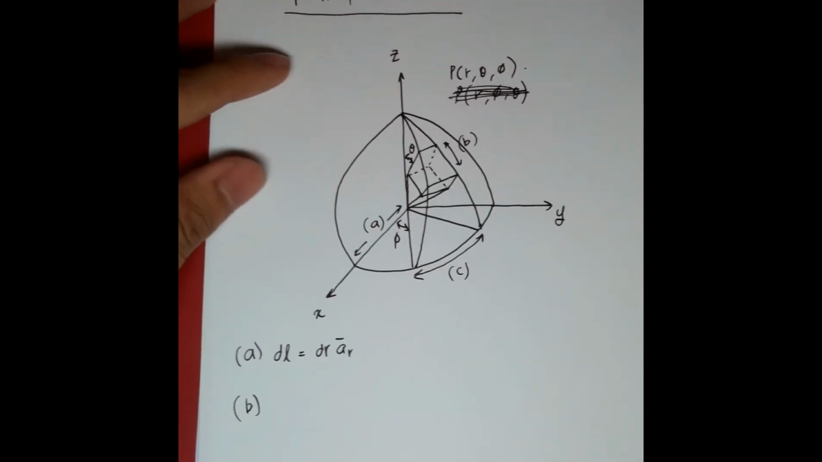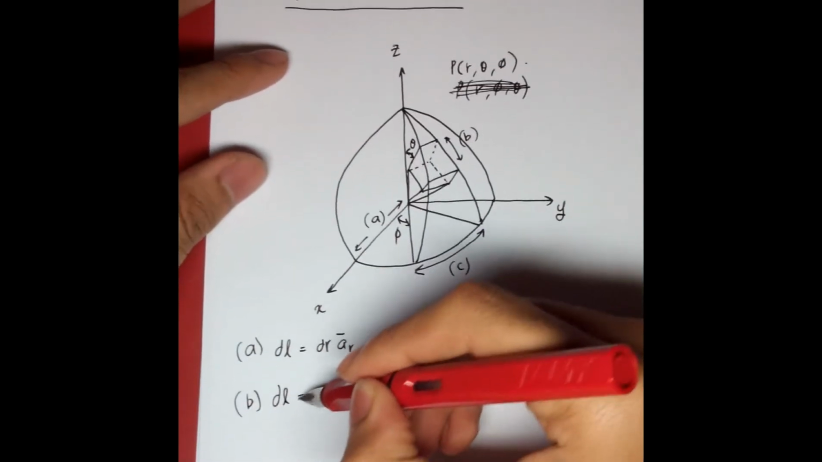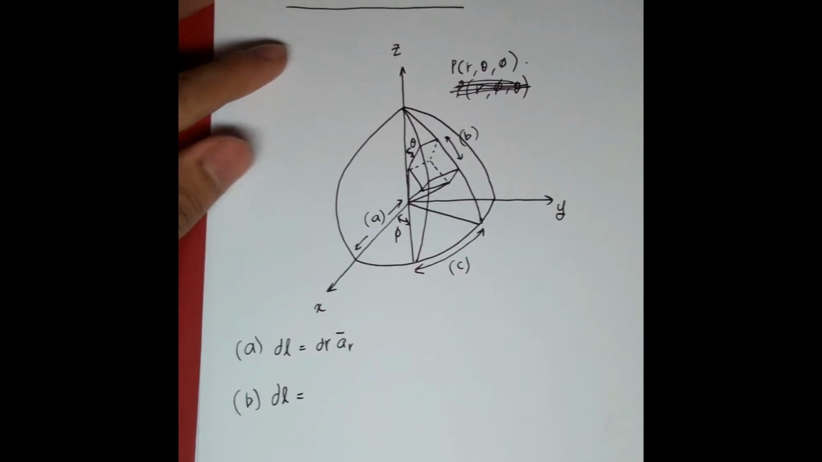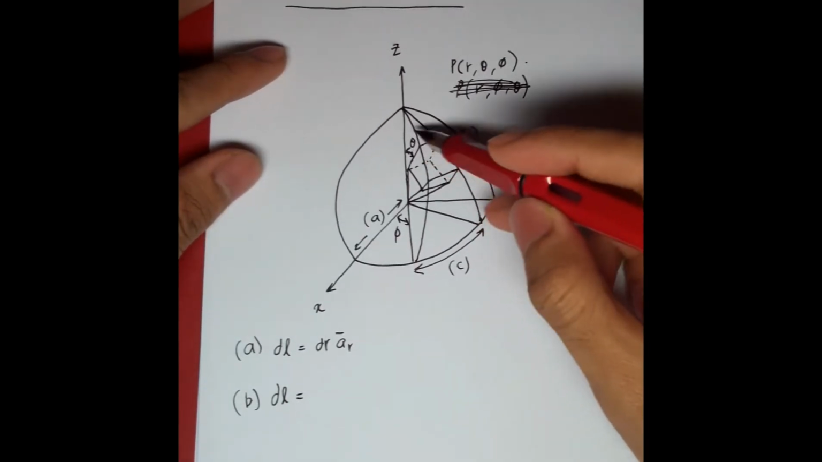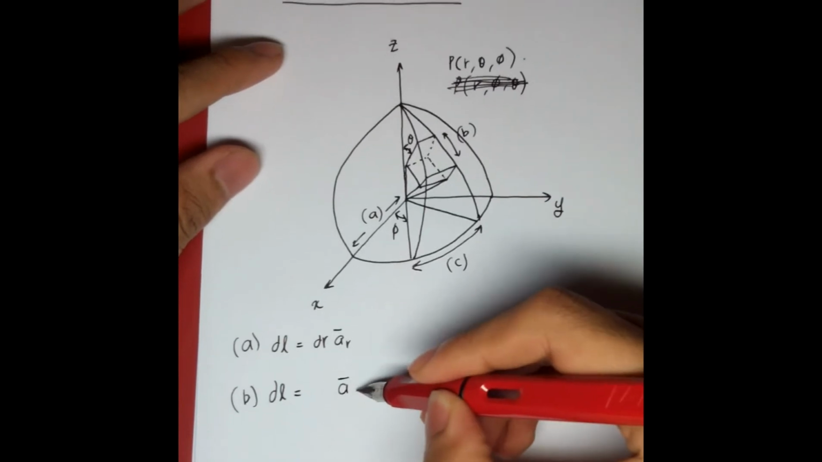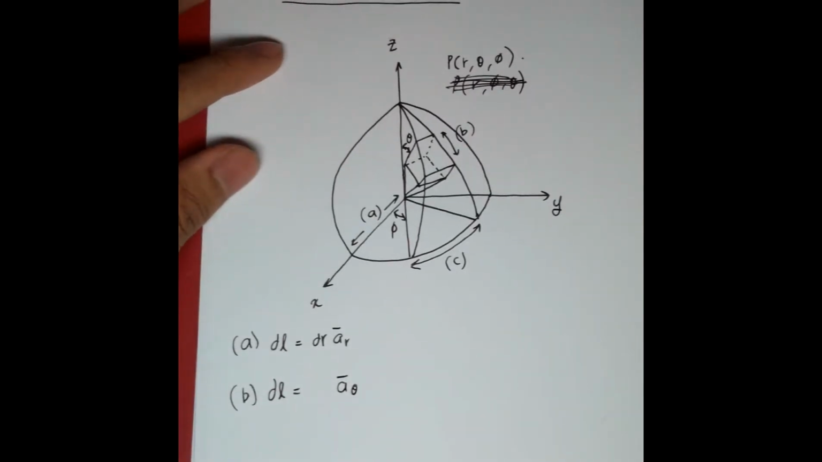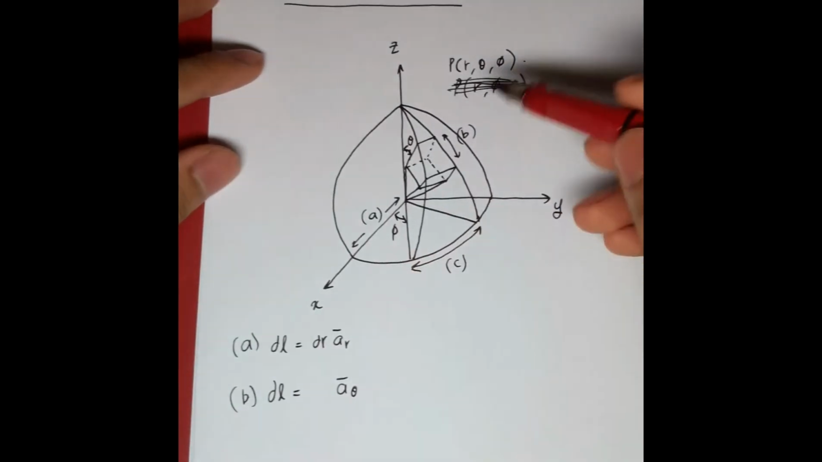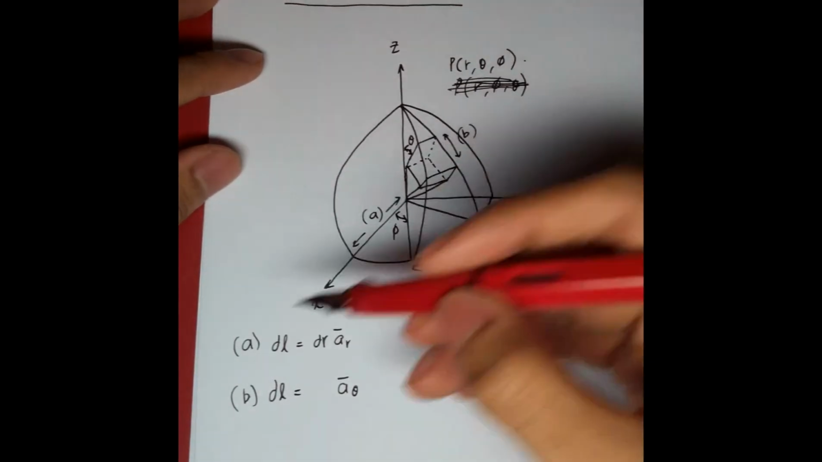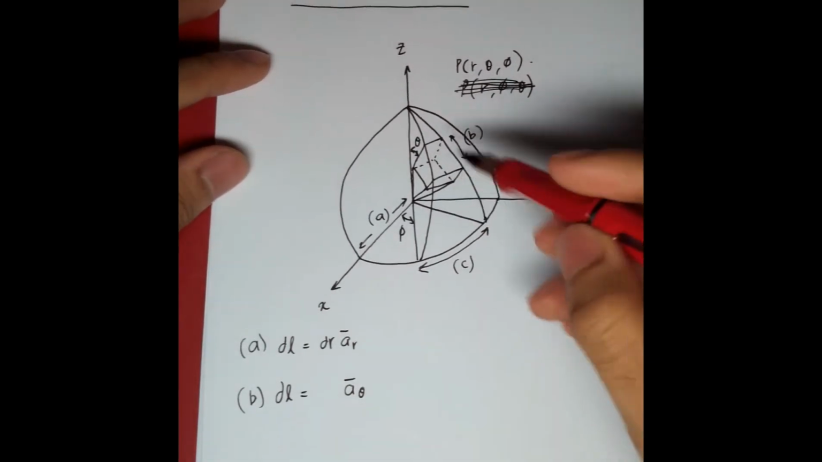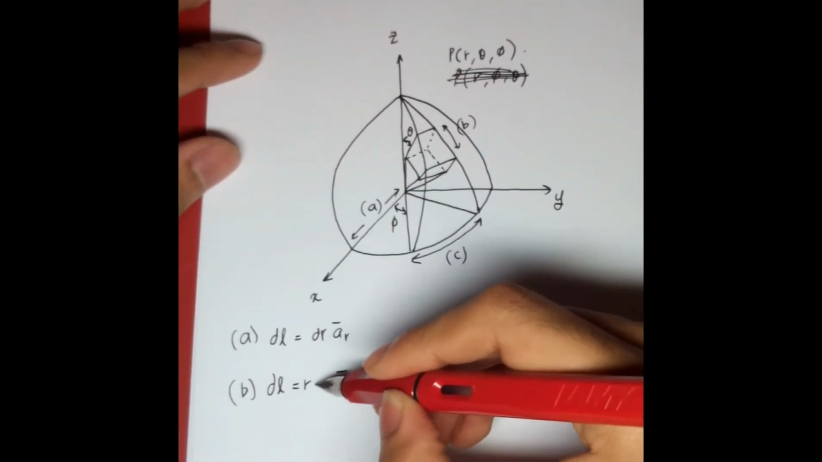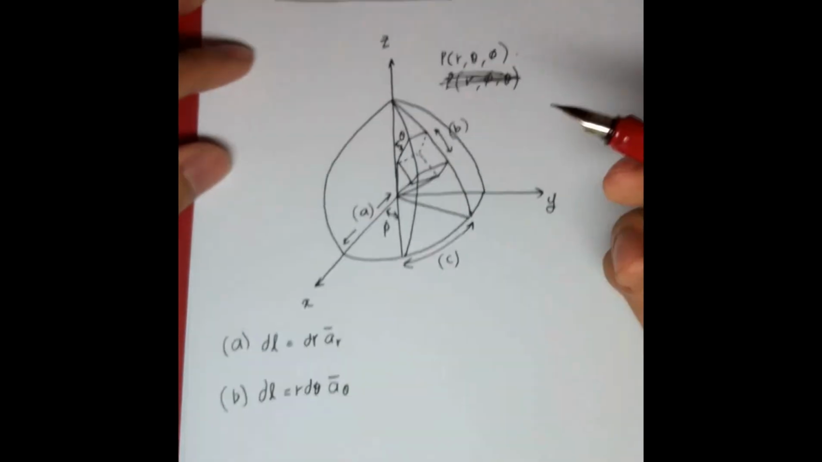Now for the differential length of B here, we can see that it is in the direction of theta, so the unit vector is obviously a theta. Then the magnitude should be the magnitude of d theta, so it will be r d theta.